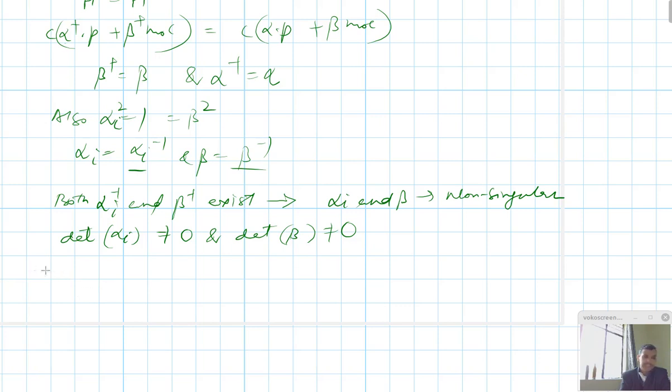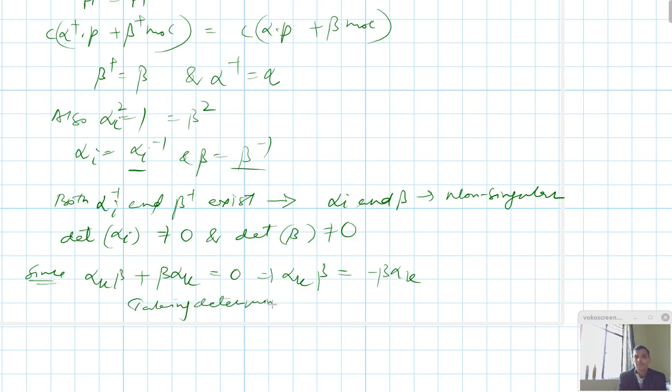let us recall again. Alpha k beta plus beta alpha k is equal to 0, means alpha k beta must be equal to minus beta alpha k. Now let me take the determinant on both sides. If I take the determinant on both sides, then what am I getting?